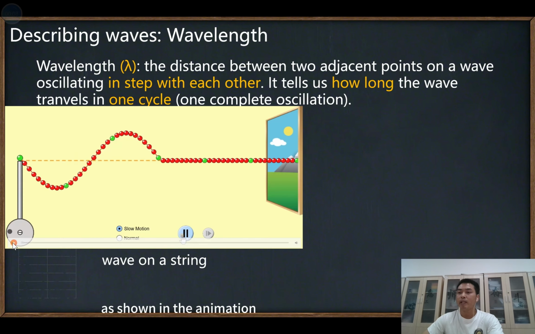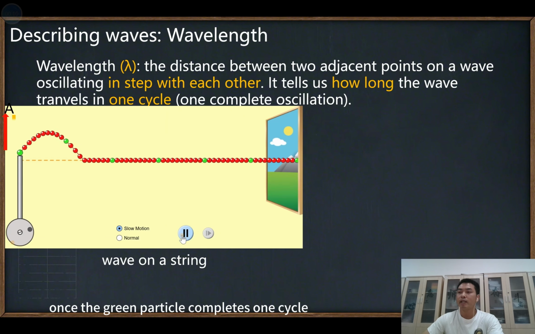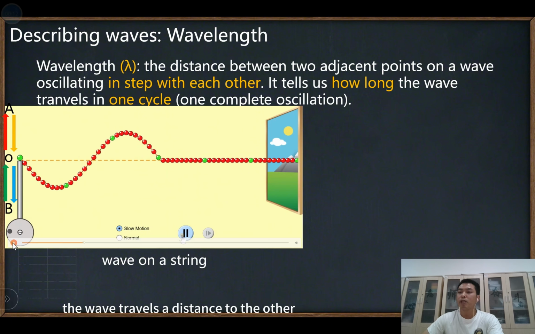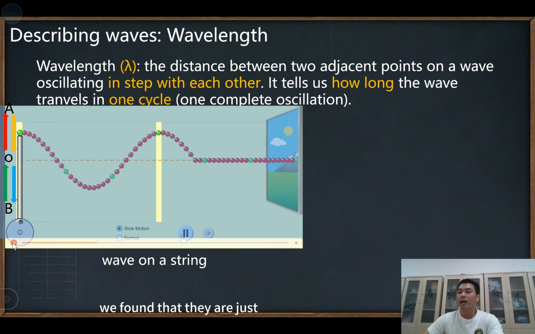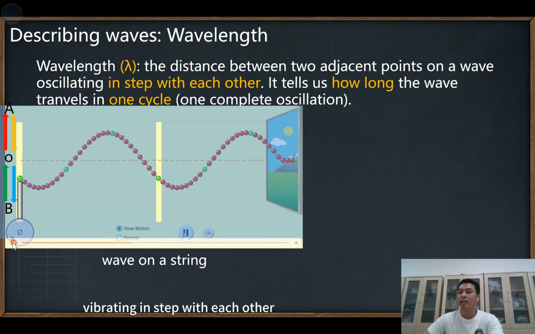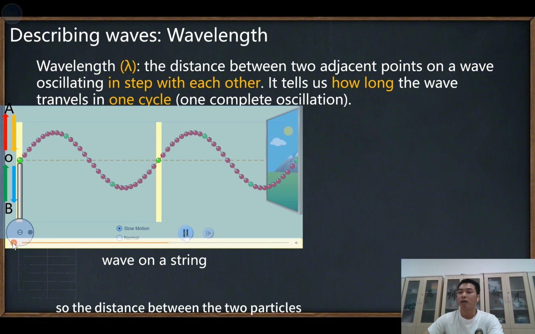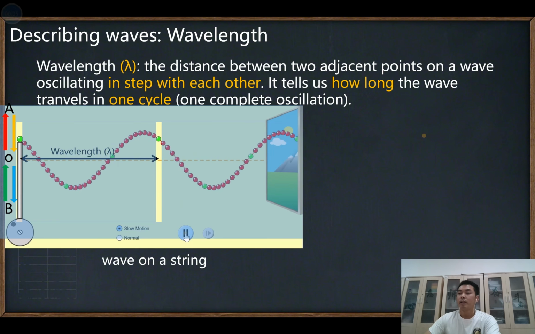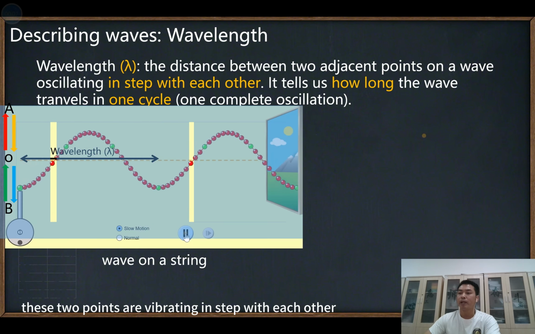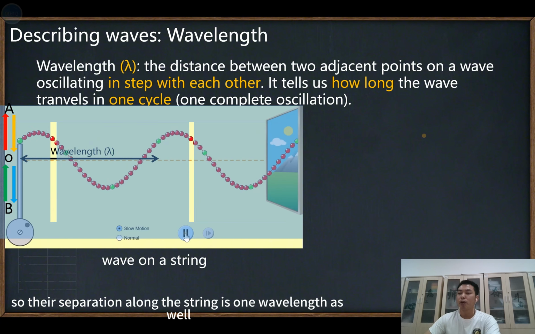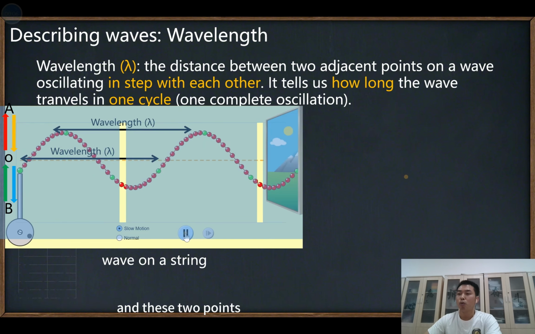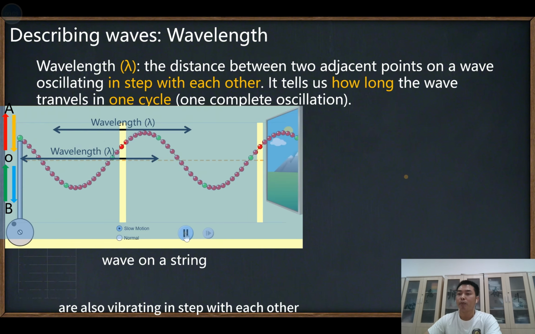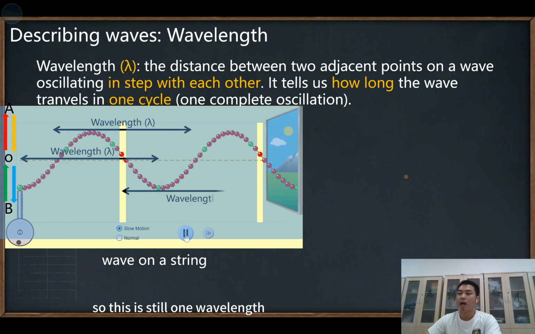As shown in the animation, once the green particle completes one cycle, the wave travels the distance to the other green particle along the string. And if we focus on the subsequent movement of the two particles, we find that they are just vibrating in step with each other. So the distance between the two particles is called one wavelength. Similarly, these 2 points are vibrating in step with each other, so their separation along the string is one wavelength as well. And these 2 points are also vibrating in step with each other, so this is still one wavelength.